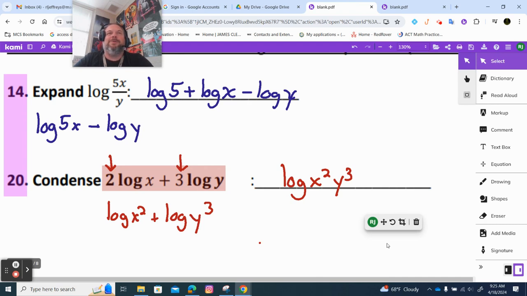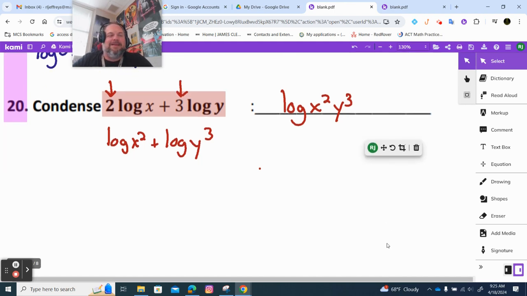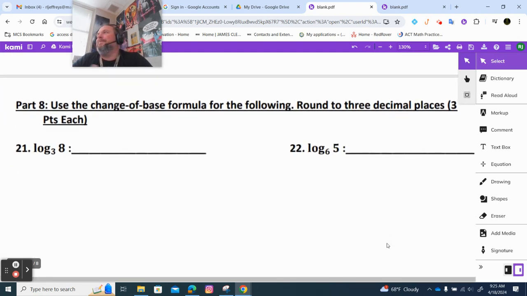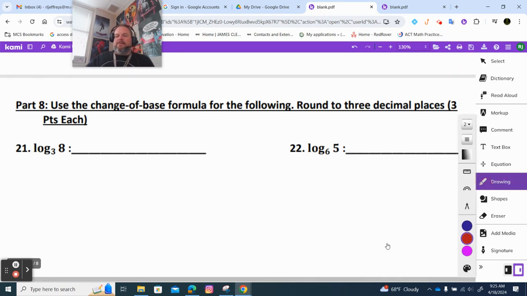All right, are we good with 14 and 20? All right. Well, at least after I skipped to 20, I just kept going. All right, change of base.